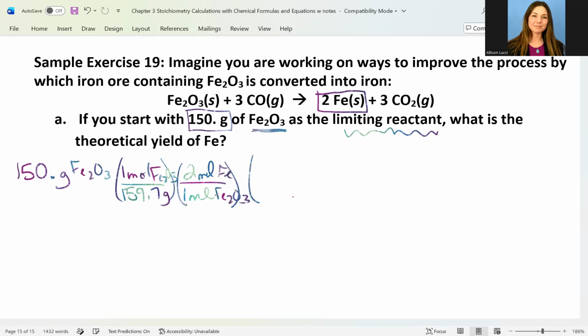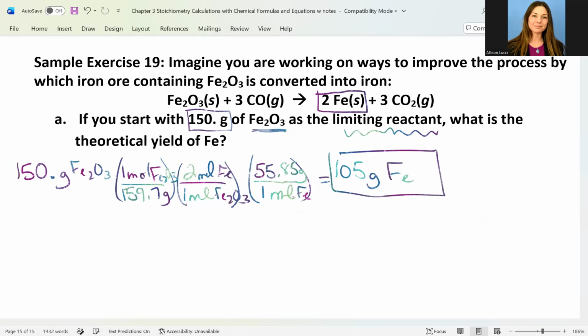And we want to know this theoretical yield in grams. So we're going to multiply by the molar mass of iron, which is 55.85 grams per 1 mole of Fe. So again, we just multiply across the top, divide by the bottom, and if we retain 3 sig figs in the end, we would find we could produce 105 grams of iron.